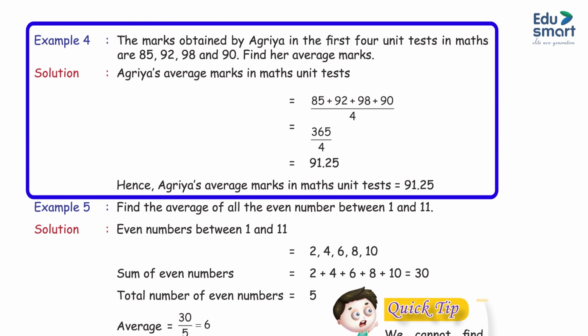Example 4. The marks obtained by Agriya in the first 4 unit tests in maths are 85, 92, 98 and 90. Find her average marks. Solution. Agriya's average marks in maths unit test is 85 plus 92 plus 98 plus 90 upon 4, 365 upon 4 is equal to 91.25. Hence, Agriya's average marks in maths unit test is 91.25.